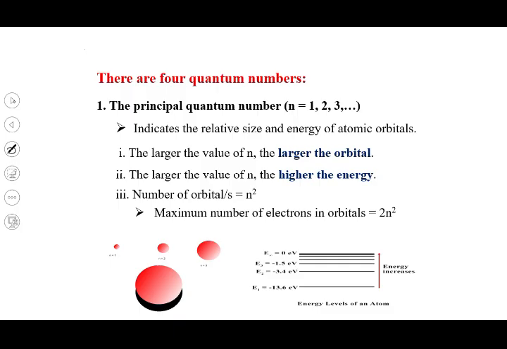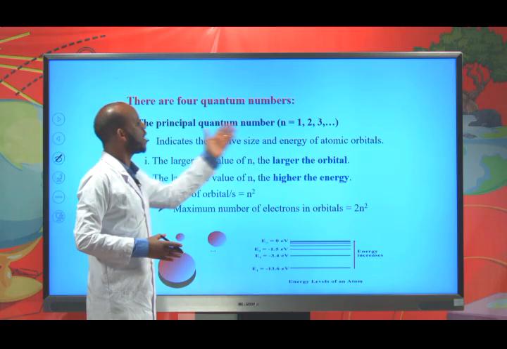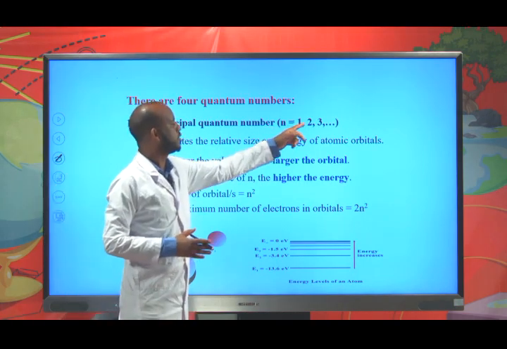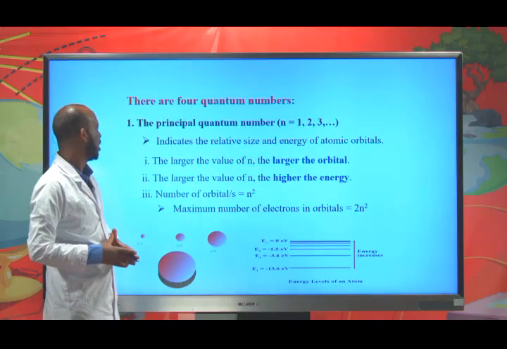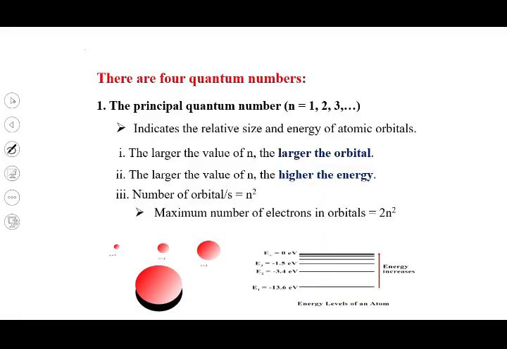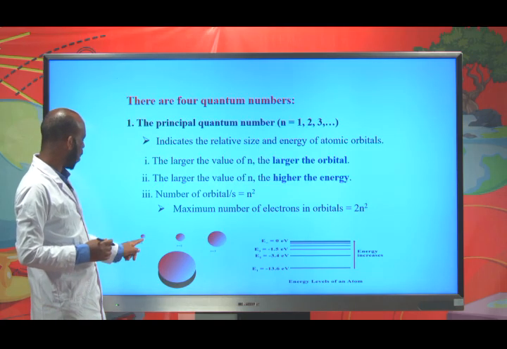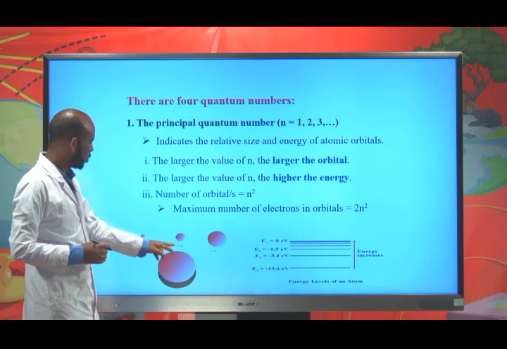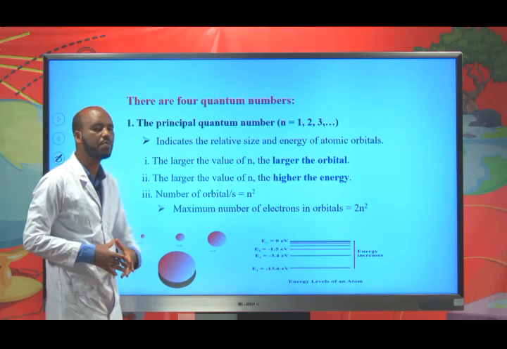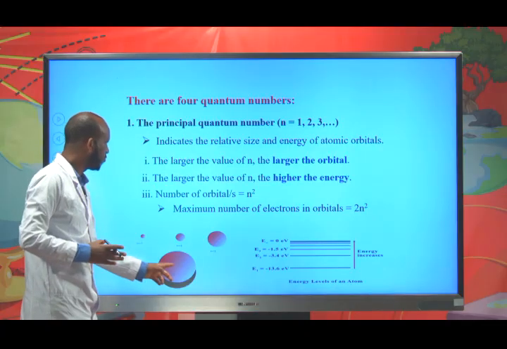There are 4 quantum numbers. These are the principal quantum number denoted by the symbol n, having value 1, 2, 3, and so on. The principal quantum number n indicates the relative size and energy of atomic orbitals. The larger the value of n, the larger the orbital. Look, this is n equals 1, the 1 atomic orbital. This is n equals 2, the 2 atomic orbital. 3 is an atomic orbital. 4 is an atomic orbital.